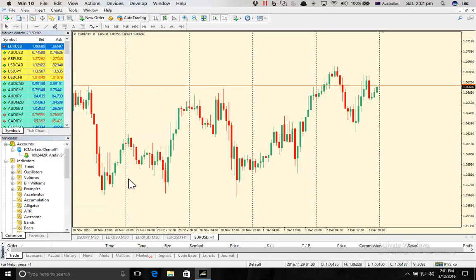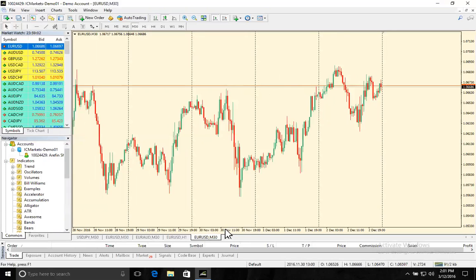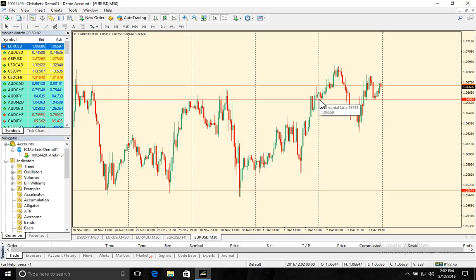Okay, so I'm going to switch to the 30 minutes and I will make my support and resistance. So support. This is my first support. This is my bottom one. This is the top support. And now I need one more, which is most likely somewhere around here.